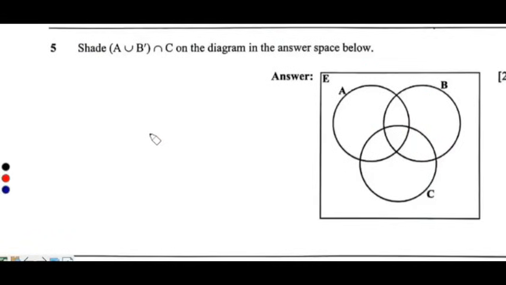So we come to question 5. Shade in brackets, we have A union B complement intersection C on the diagram in the answer space below. So this is the answer space you need to shade. If you are familiar with how you can shade this, you can just shade direct. Now if you are not familiar, what you can do is introduce numbers or letters in your circles.